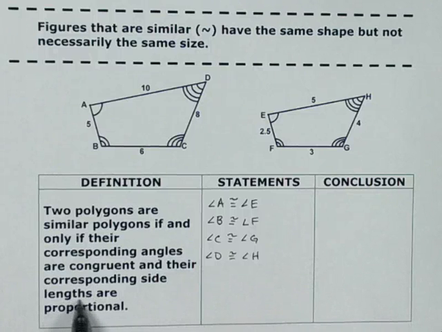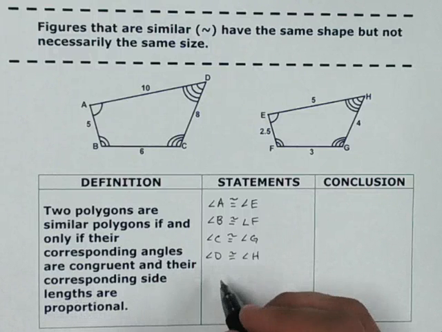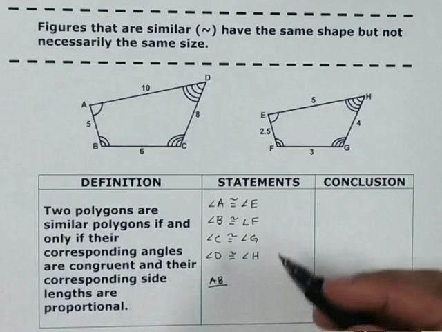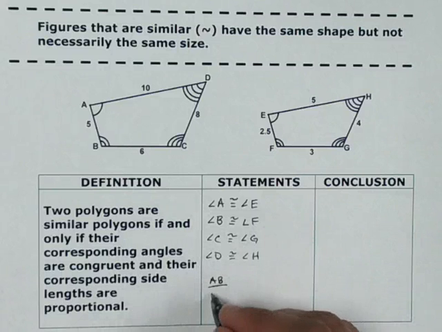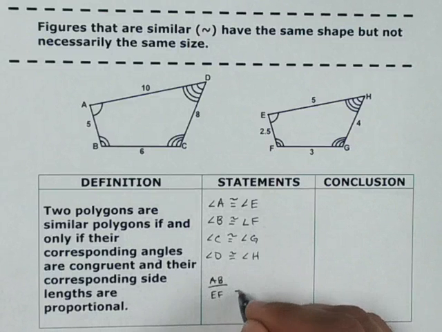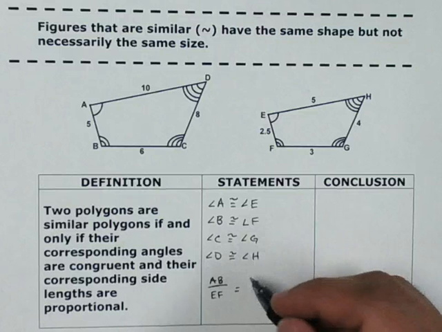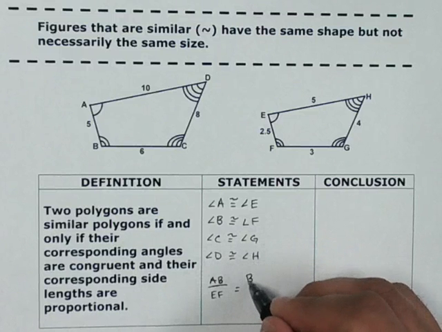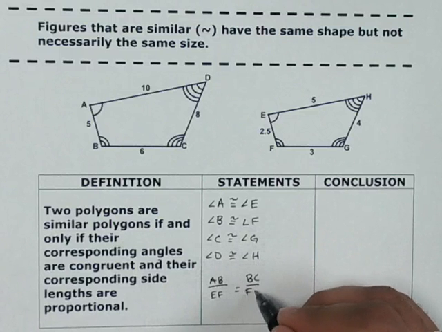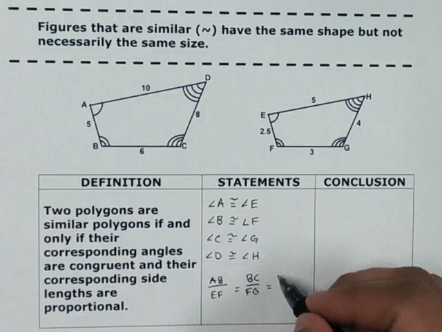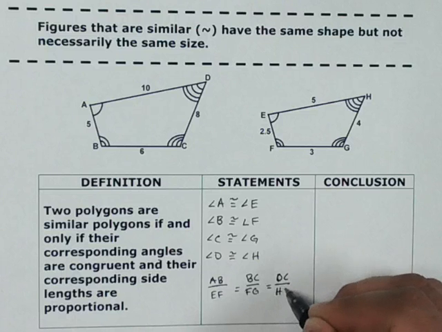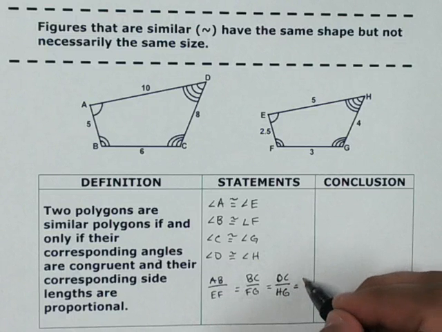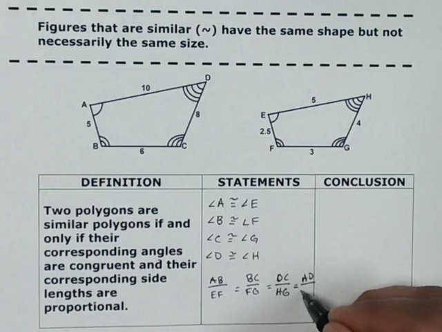The next part: the lengths are proportional. So I take AB and compare that to the ratio of EF. That has to equal the ratio of BC to FG, which has to equal the ratio of DC to HG, and then AD over EH.